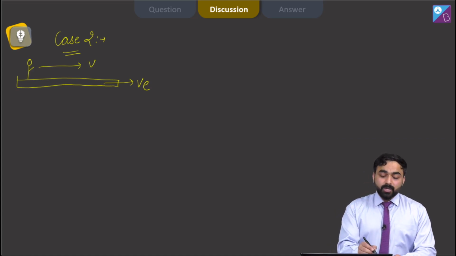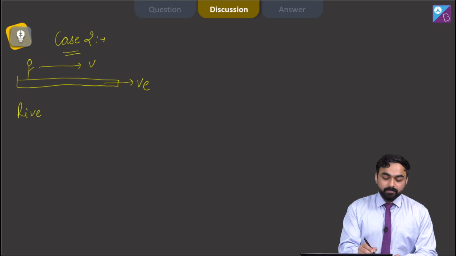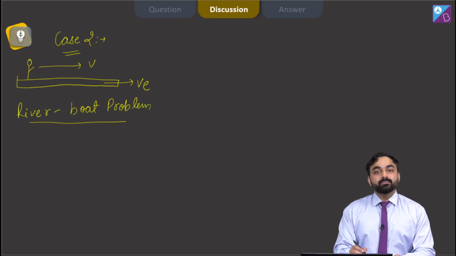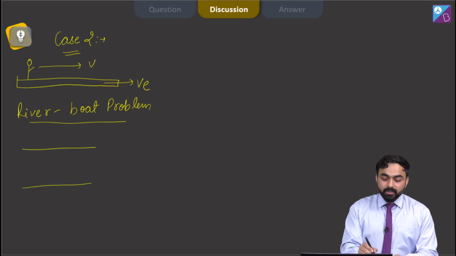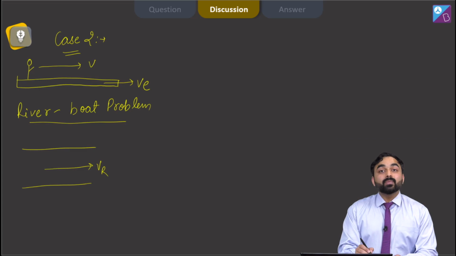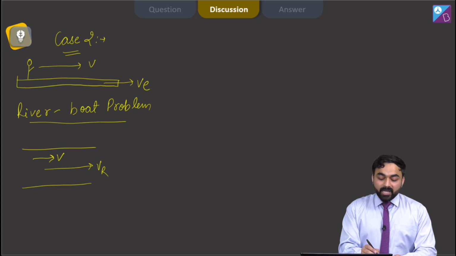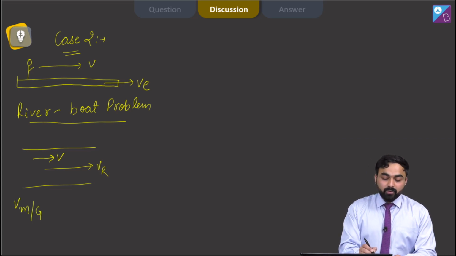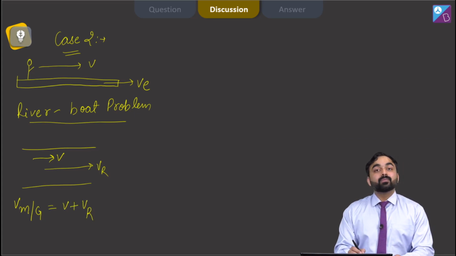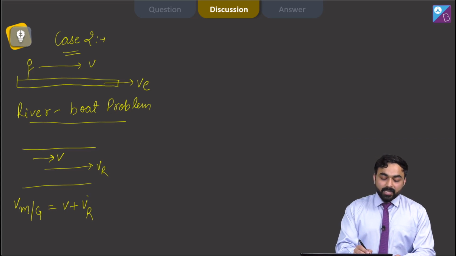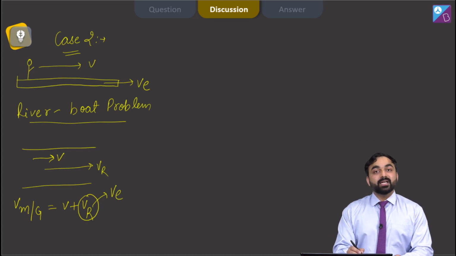Okay, so students, you must be aware of the riverboat problem concept. Is this scenario not similar to that problem where a river is flowing with a velocity vr and the velocity of a man in still water is v, and when I had to write the velocity of the man with respect to ground, I would simply write it as v plus vr. The difference here is that in place of vr, I can just replace the velocity of the escalator.